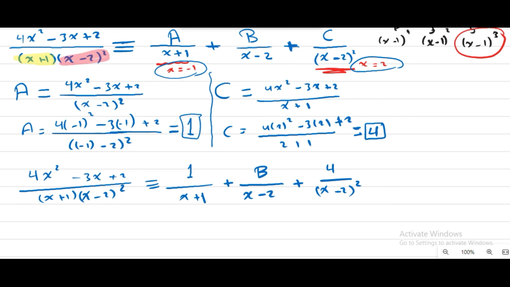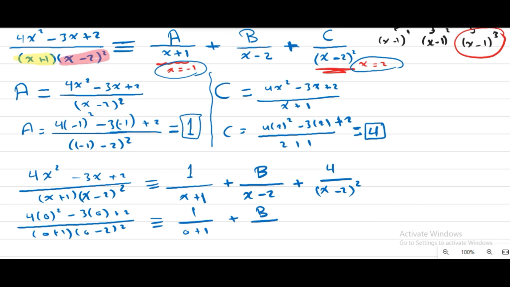so we can choose any value for x, but it's better to choose 0 if it's not one of these values. If we didn't choose 0 before in the place of x, we can use it here, and it's better to use it. So this expression will be 4 multiply 0 power 2 minus 3 multiply 0 plus 2 over 0 plus 1 multiply 0 minus 2 power 2 equivalent to 1 over 0 plus 1 plus B over 0 minus 2 plus 4 over 0 minus 2 all to the power of 2.